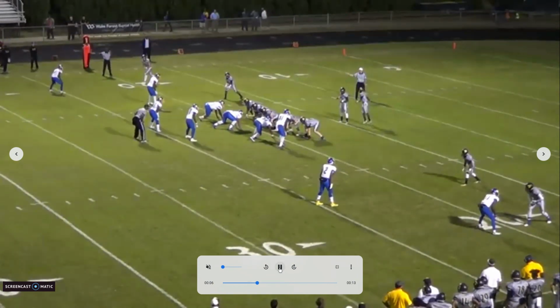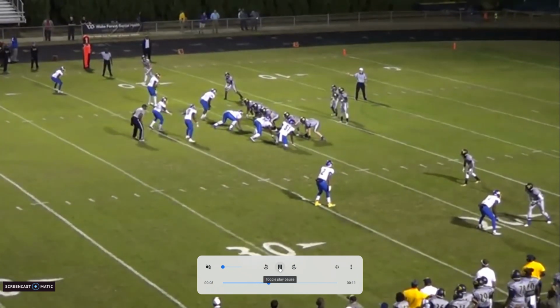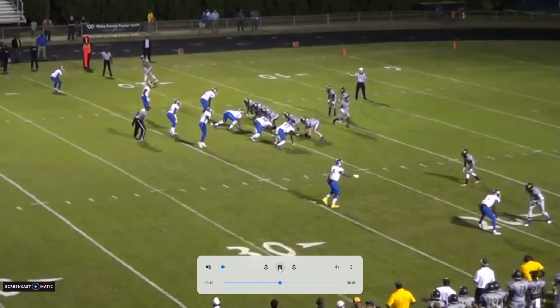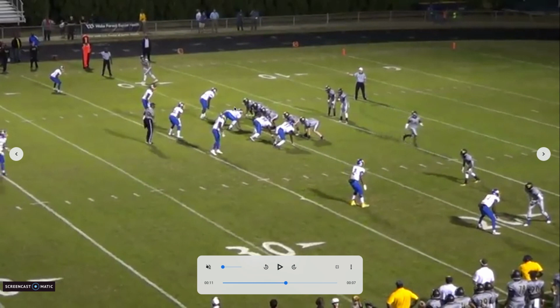What's happening in the box? We are going to block power. We're going to block power to our right. Power into the boundary, the way it's designed. So we're going to block down with our play side tackle.